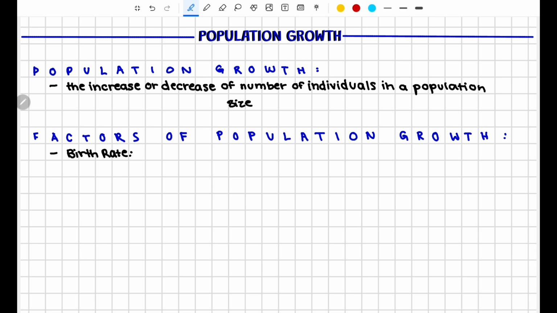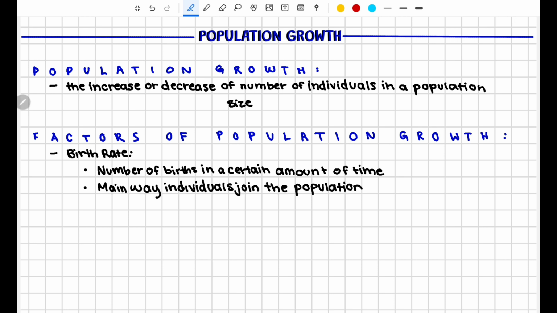The first factor that we'll be going over is the birth rate. The birth rate is defined as the number of births in a population in a certain amount of time. It is also the main way that individuals join the population, and so birth rate is usually the main reason why the population growth is increasing. And then we have the opposite of that, the death rate.